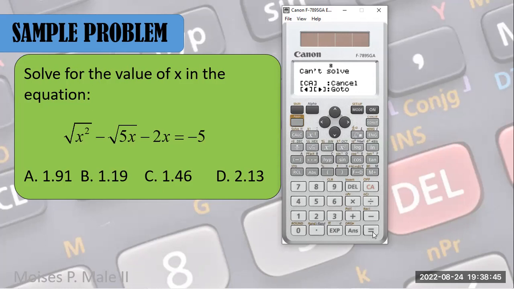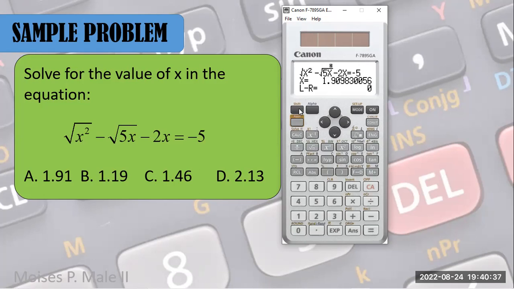Let's try it on the physical calculator, but squared. Sorry, I input it wrongly. So, alpha x squared minus 5 square root of 5x minus 2x equals negative 5. Subtract again the 1.91. So, it gives you an answer.